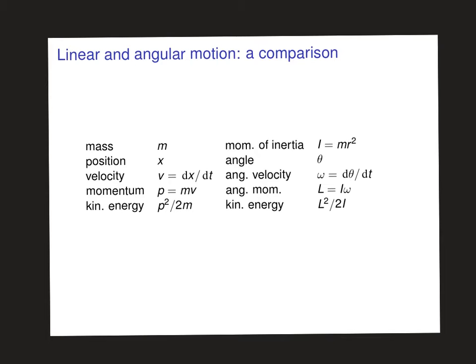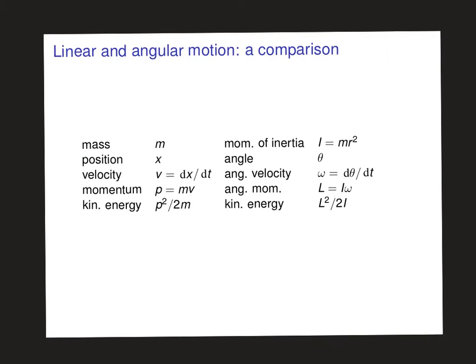We went through a very quick way of remembering how things are, and the quick way is to make a parallel with linear motion, where we have the mass, which becomes the moment of inertia, and wherever we have the position, we end up with the angle, and then all the others just follow simply by substituting those. So the velocity, for instance, is a variation of the position with respect to time, and then it becomes a variation of the angle with respect to time, and so on. So the momentum is mass times velocity. It means it becomes the moment of inertia times the angular velocity, and so on.